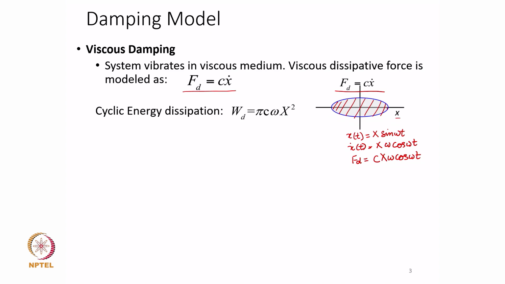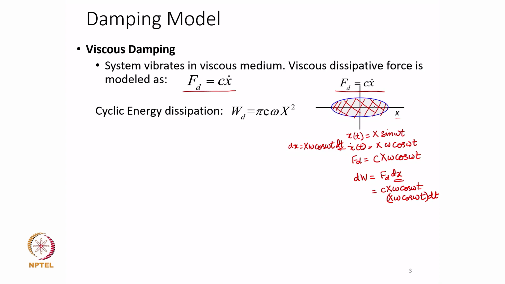Now, if I want to find out what is the area within this graph, I shall first find out the incremental energy dissipated for a small displacement dx, which is going to be F d into dx. F d is the dissipating force at any instant. So, F d dx is the energy dissipated, and if I replace this F d by C x dot, which is basically C X omega cos omega t, and dx, from the displacement expression I get dx as X omega cos omega t dt. So, I replace the dx with that expression. Okay.